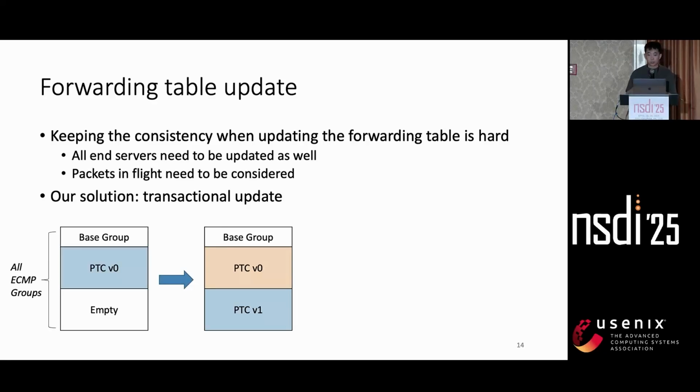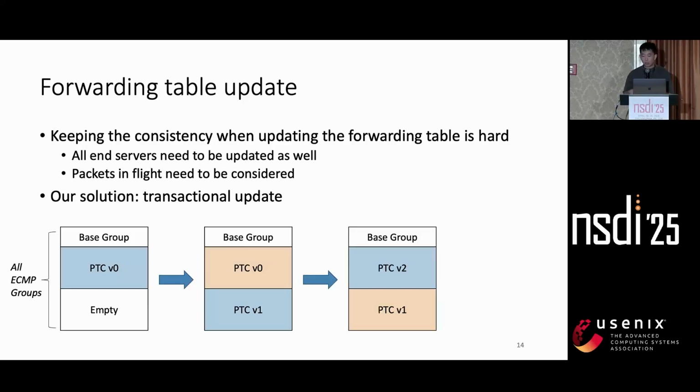So it is fine if we don't update all the end servers in time, and they can still use the old table for a small time. And similarly, when version 2 is available, we just replace version 0 with it, and so on. In this way, we ensure consistency during the forwarding table update.